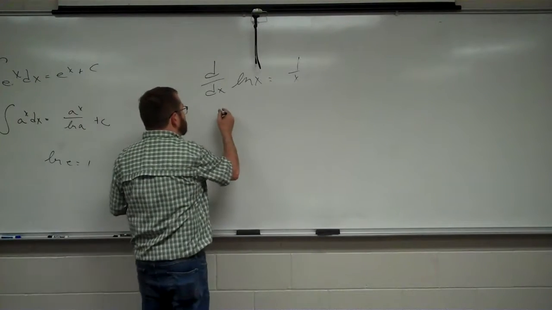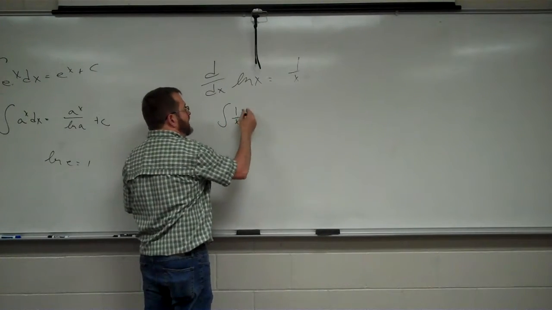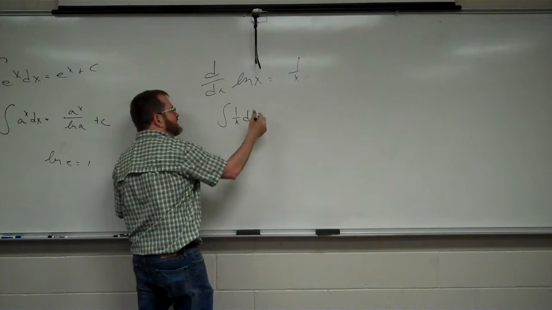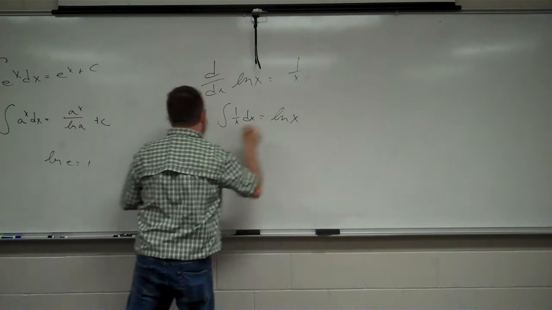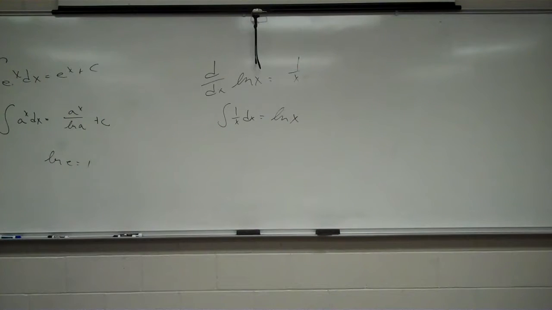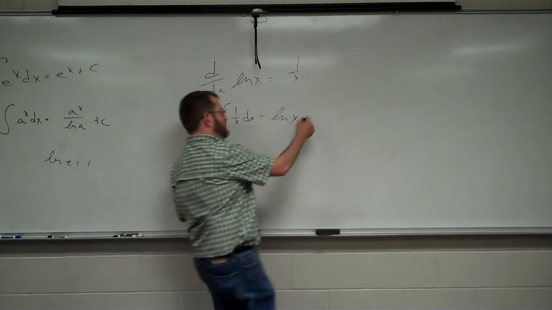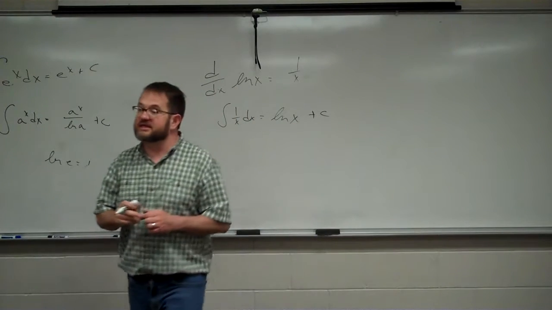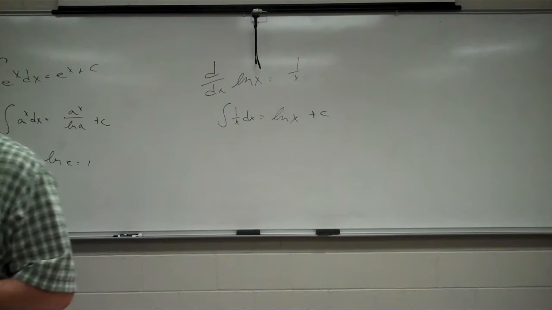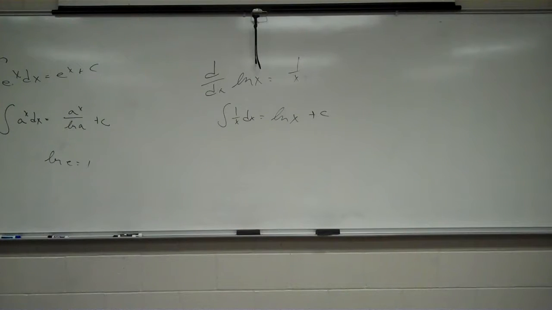On the other hand, it does tell us something interesting. The integral of 1 over x dx, since these two are opposite each other, is the log. Integral of 1 over x is the log. Now, there's a little bit of a problem here. Well, first off, it's got to be plus c. I'm writing this here as an indefinite integral. But there's actually a bigger problem.